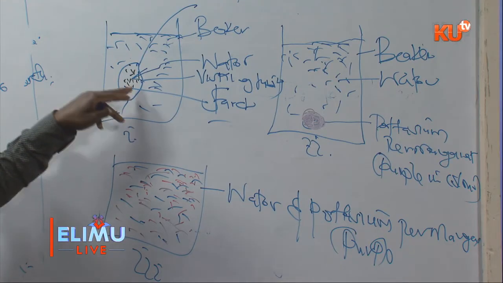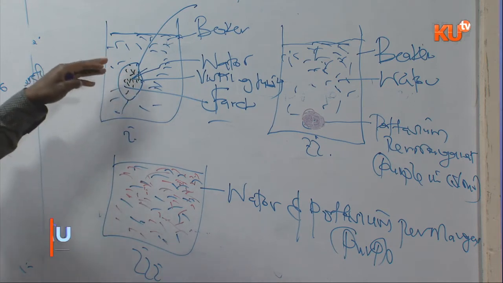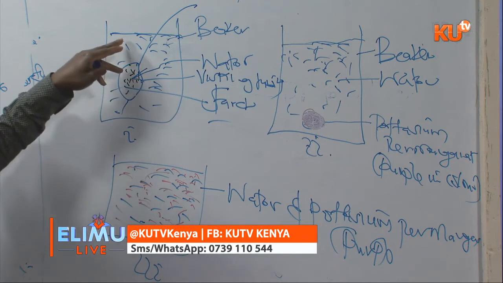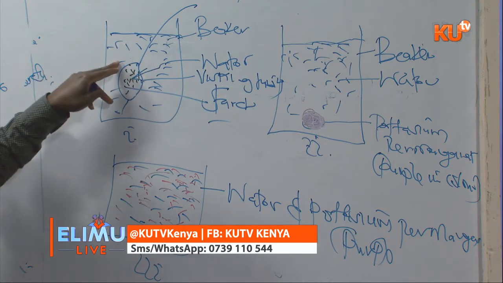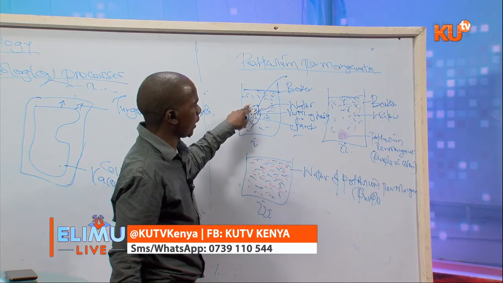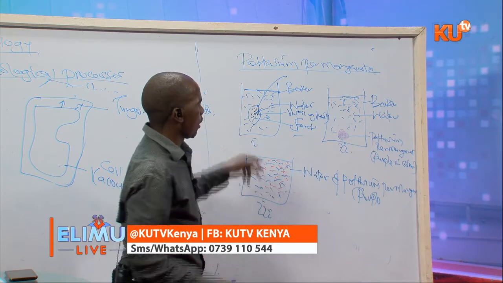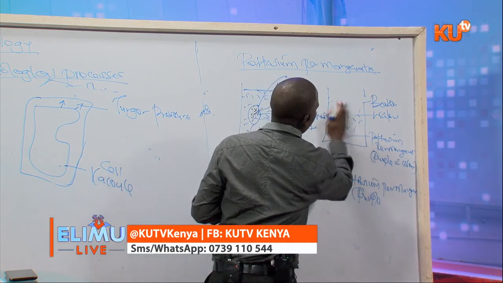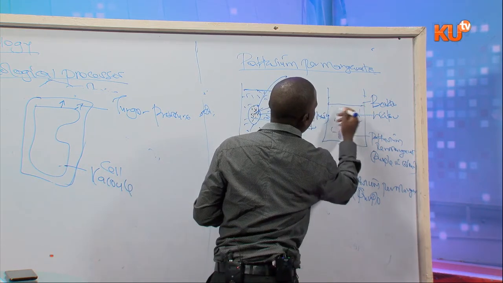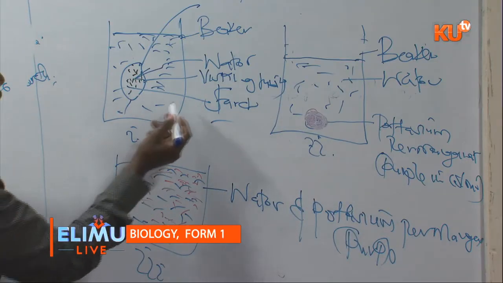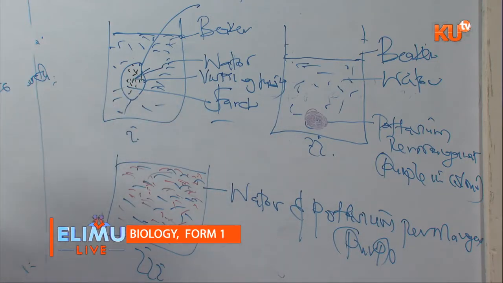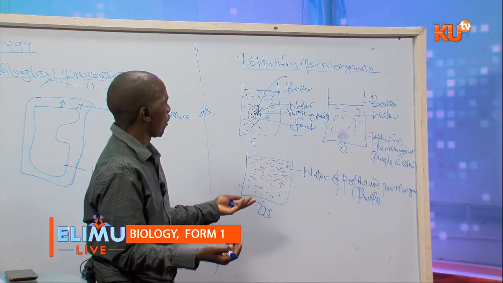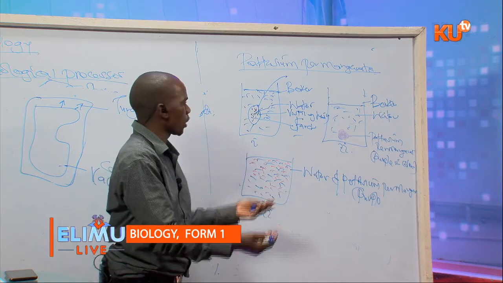Now, you also look at, after what has happened here, the content in the beaker. Have they reduced? Assuming you are in an exam situation, maybe this was the level of water, then at the end, the level of water reduces to somewhere around here. This means that some water has moved into the visking tubing. So those are things that you look at while you are in an exam. Has the content reduced, meaning the water has moved?